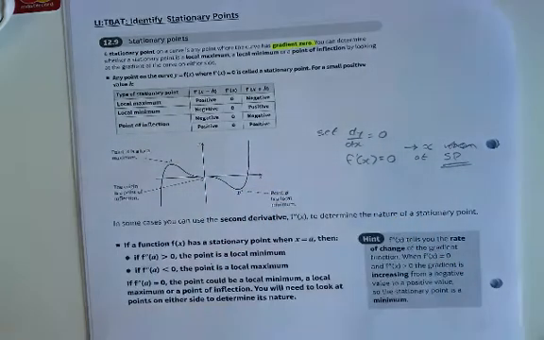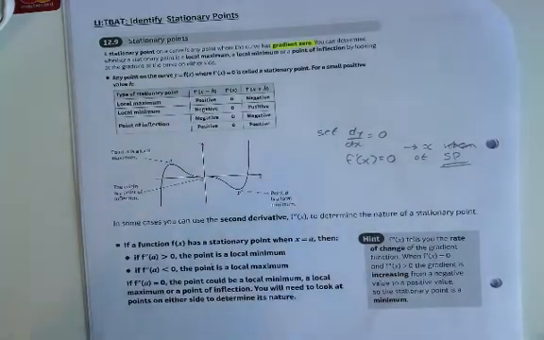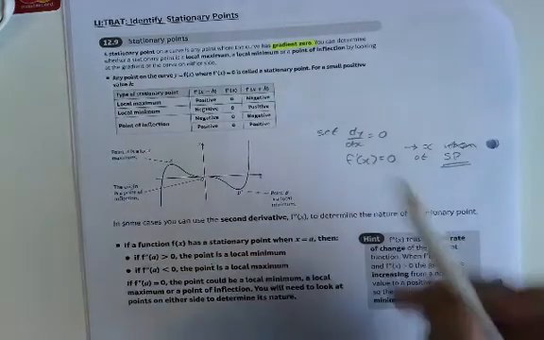Now, they are harder to spot because one of our little tests for whether it's a maximum or a minimum doesn't actually work on it. What happens is you end up having to test it yourself a little bit.